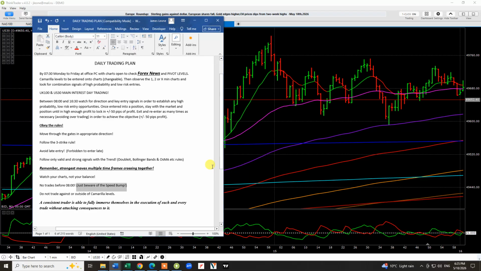8 a.m. London, 9 a.m. London banks, 14:30 hours the US cash market opens. 13:30 hours the US futures market opens. Just beware of those speed bumps.